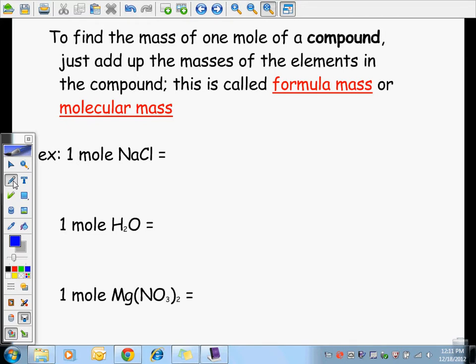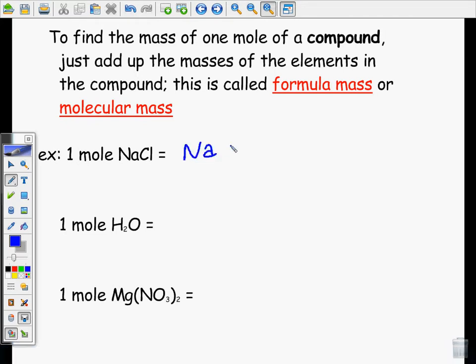Who can tell me what the mass of a mole of sodium is? 22.99. You guys are looking up nitrogen. 22.99. What about chlorine? 35.45. And these are all technically grams per mole. So it's not the mass of one atom, it's the mass of lots and lots of atoms.